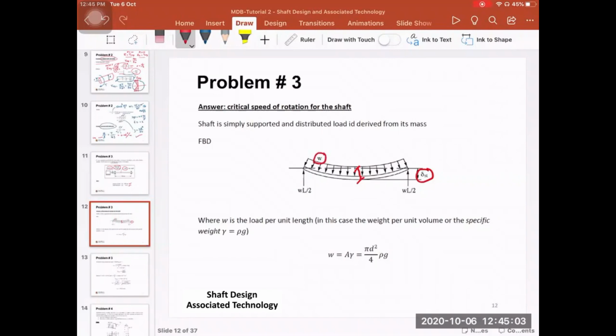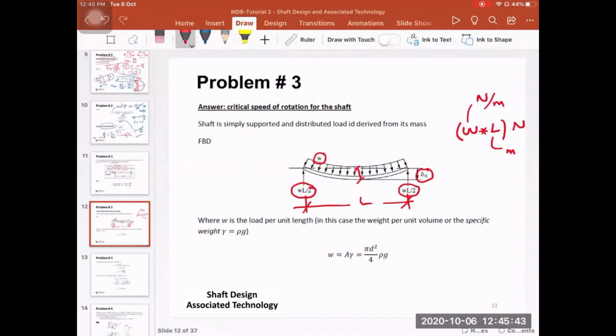And then if the length of the shaft is L, so the values here for the reactions is W multiplied by L over 2. There is a symmetry here. So W, which is the load per unit length, multiplied by the length of the shaft, gives you the total load in Newton, if this is in Newton per meter and this is in meter. So WL over 2 is the reaction on the left-hand side. WL over 2 is the reaction on the right-hand side.